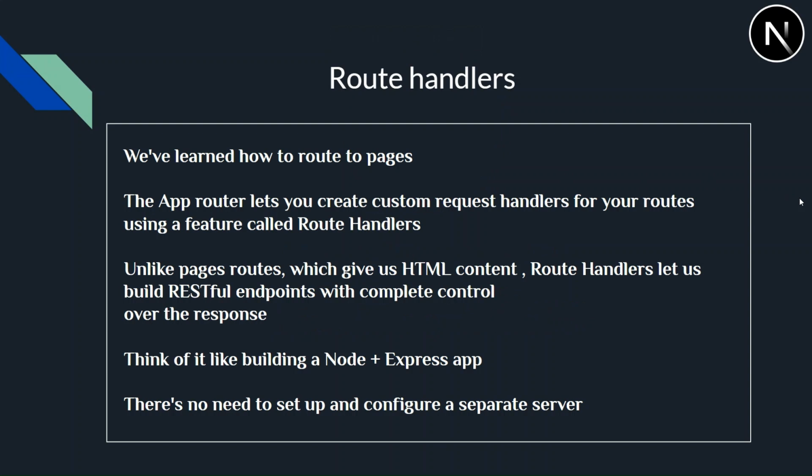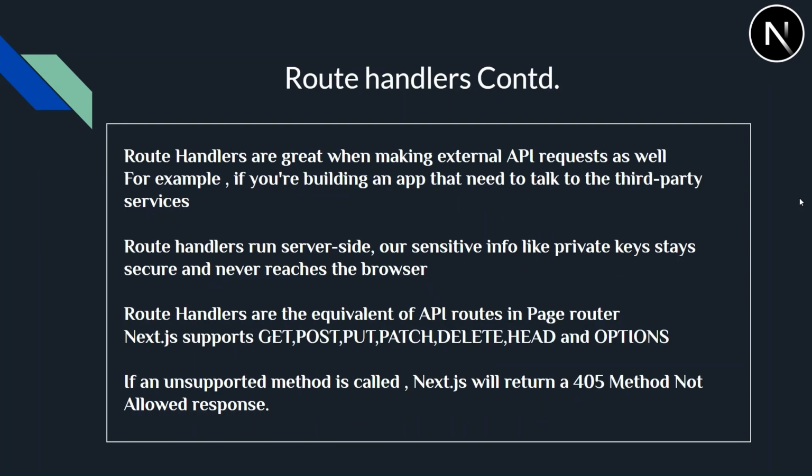Think of it like building an application with Node plus Express. There is no need to set up and configure a separate server. Route handlers are great when making external API requests, as well as, for example, if you are building an app that needs to talk to third-party services. Route handlers run server-side, so sensitive info like private keys stays secure and never reaches the browser. Route handlers are the equivalent of API routes in the pages router.